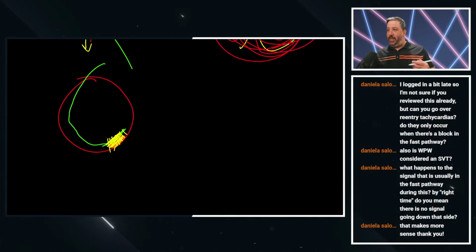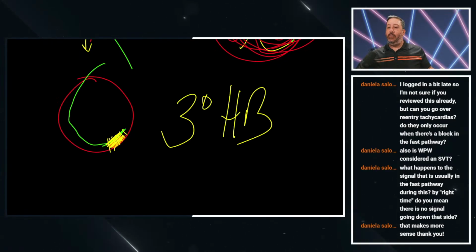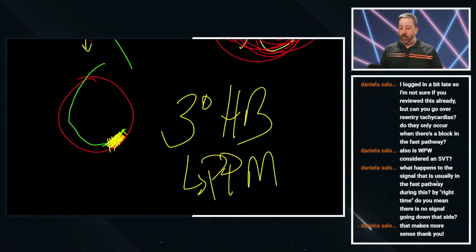Accidentally, he ablated the entire AV node. So when you ablate the entire AV node, they go immediately into third-degree heart block. There's no communication at all. And then you get an automatic permanent pacemaker when that happens. So third-degree heart block gets a pacemaker. Okay, so I'm glad that answered your question, Daniela.